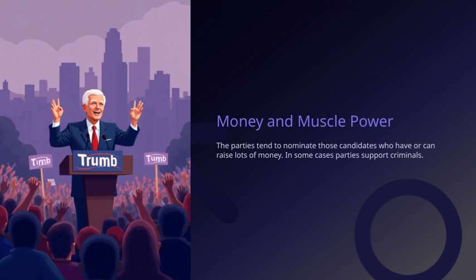This highlights how money and influence can sometimes override ethical considerations. When we think about the overall theme of political integrity and fairness, it's troubling to see how money and muscle power can influence who gets nominated and who doesn't. It's a reminder that wealth and power often shape political landscapes in ways that aren't always transparent or fair.